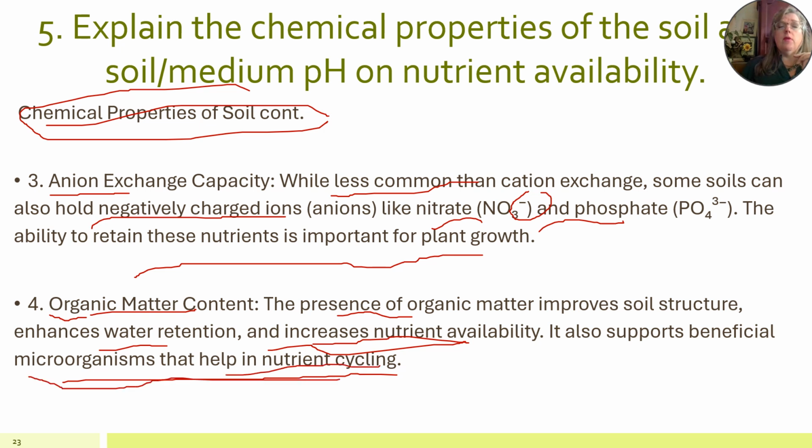Do you guys remember when you did biology, nitrogen fixing bacteria? Nitrogen in the air is completely useless, so it has to be turned solid, and that's what these bacteria do. They turn the nitrogen in the air solid, nitrogen fixing bacteria. So that's some of the microorganisms. There's a couple other things as well.